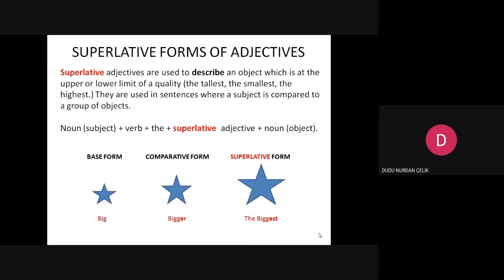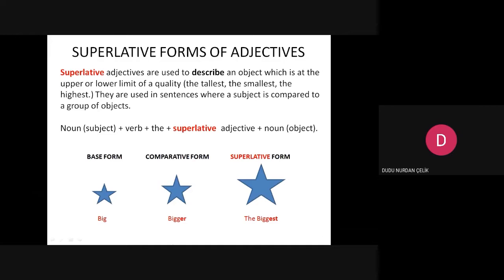Superlative forms of adjectives. Superlative adjectives are used to describe an object which is at the upper or lower limits of a quality, like the tallest, the smallest, the highest. They are used in sentences where a subject is compared to a group of objects.